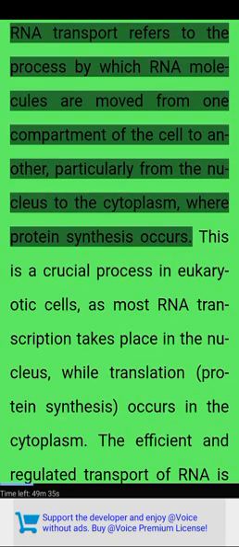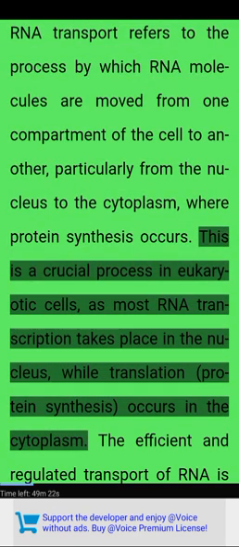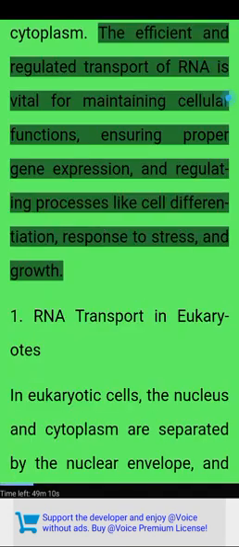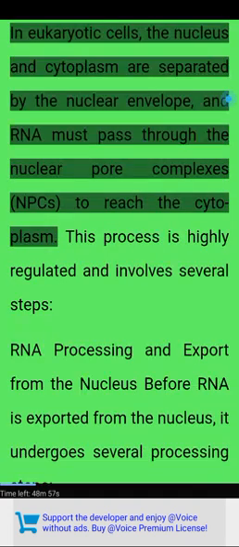RNA transport refers to the process by which RNA molecules are moved from one compartment of the cell to another, particularly from the nucleus to the cytoplasm, where protein synthesis occurs. This is a crucial process in eukaryotic cells, as most RNA transcription takes place in the nucleus, while translation, protein synthesis, occurs in the cytoplasm. The efficient and regulated transport of RNA is vital for maintaining cellular functions, ensuring proper gene expression, and regulating processes like cell differentiation, response to stress, and growth. 1. RNA transport in eukaryotes.